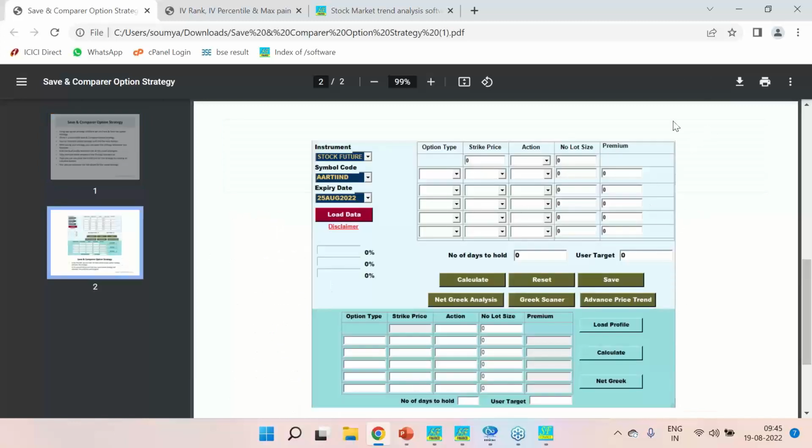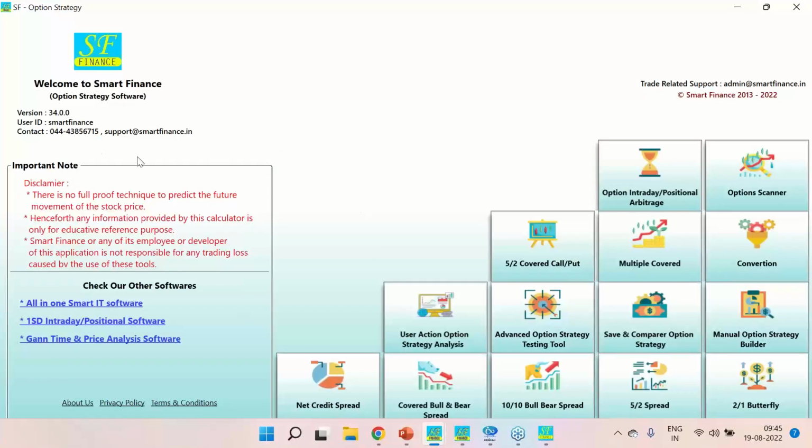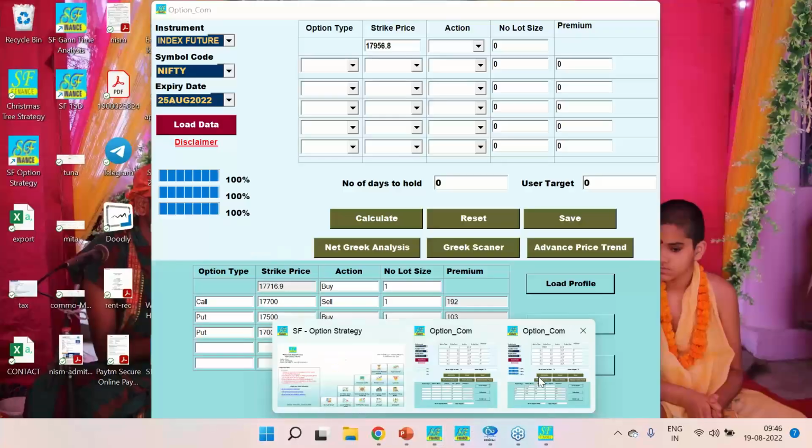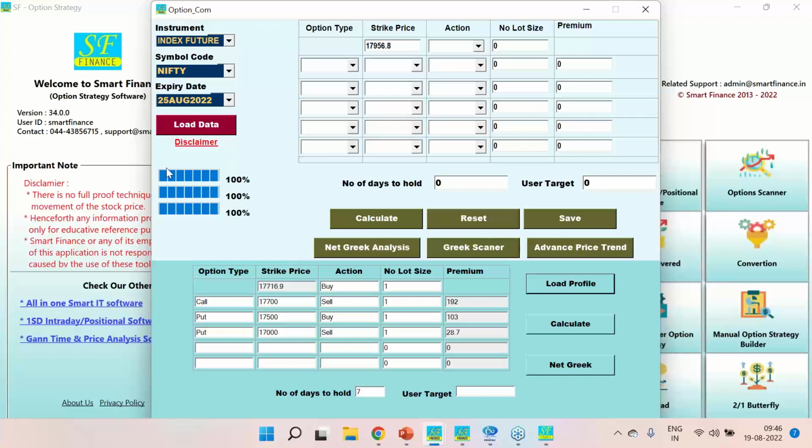I'll be going through the demo session for you using our option strategy tool. In this option strategy section, there are multiple tools available where we can use a strategy and backtest it. In previous sessions we have covered all about this, but today we're going to see the save and compare option strategy. First just click on this and open. This will be the user interface. In the first part you can load the data, and after loading you can form your strategy right here and save it. After that, in the second part you can load it and see how it has been working and how accurate it has been.